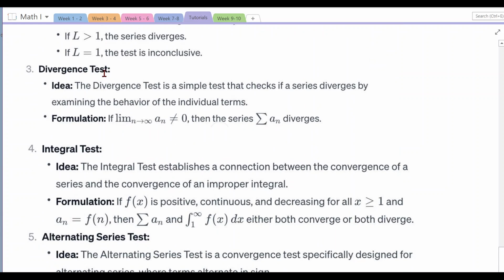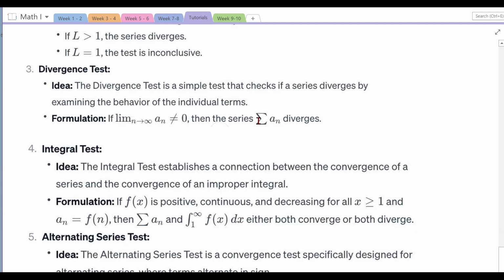The third test is the divergence test. The idea here is that it is a simple test that checks if the series diverges. That's why they call it the divergence test. The formulation is simply to evaluate the limit as n approaches infinity of a sub n. If the limit is not equal to 0, then the series of a sub n will diverge. So once again, if the limit is not equal to 0, then the series diverges.